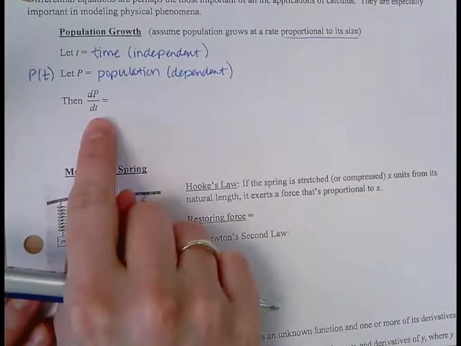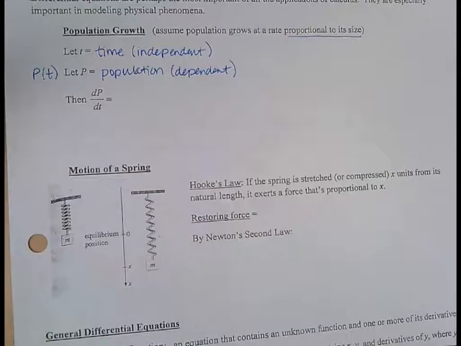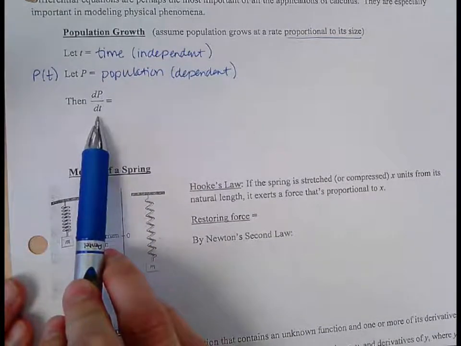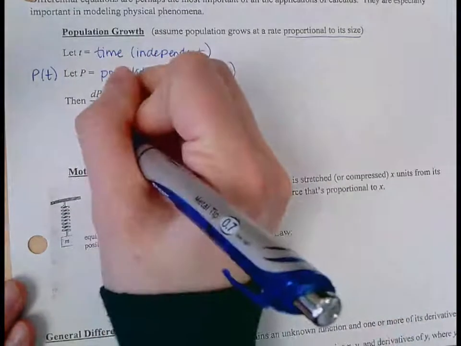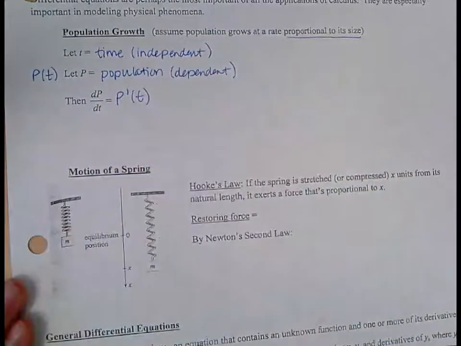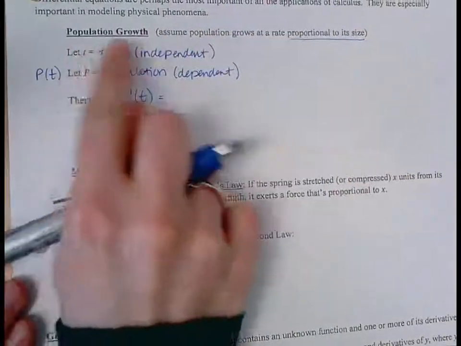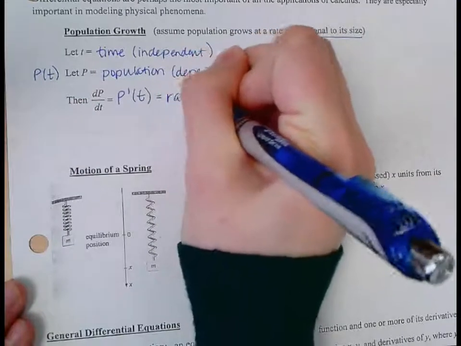So here I will say with differential equations, not for every single one, but for a lot of them, Leibniz notation is used. So what does dp dt mean? Yes, the instantaneous rate of change of population with respect to time. This is p prime of t. That would be another way to write it. Since we're talking about population growth, this would be the rate of growth.